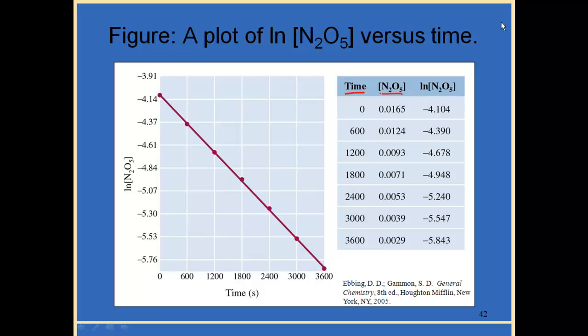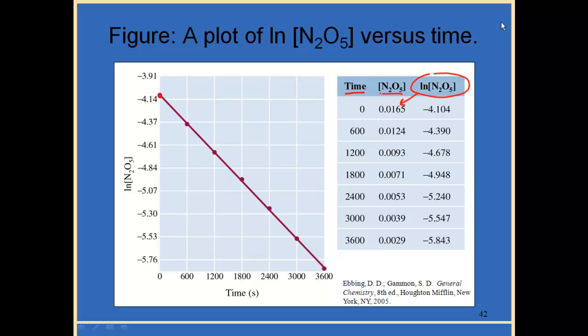Once you have that, now you can do different things to the data to do the different plots for your 0, first, and second order to determine which order it is. So far, we only talked about the first order. So we will take the natural log of that concentration. So the 0.0165, take the natural log. We get a negative 4.104. We plot that versus time, which is 0 time.